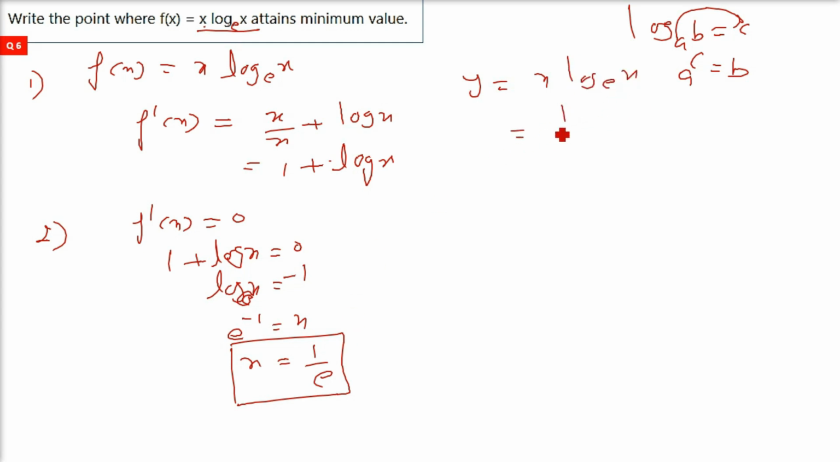So y is equal to x log ex. As I am saying, double differentiation is necessary, but let me find out the value of y also. When you put x equals to 1 by e, the y value, because the question is asking about the x and y point.